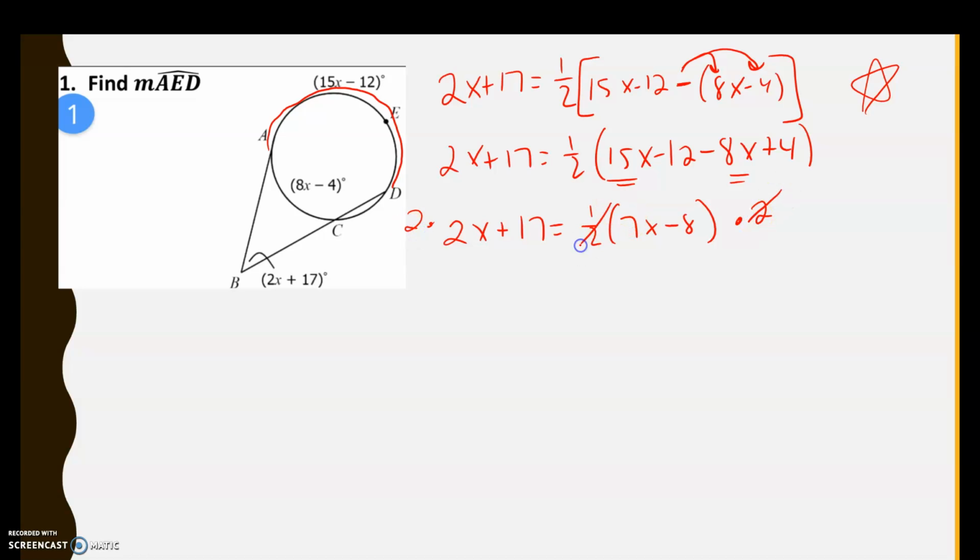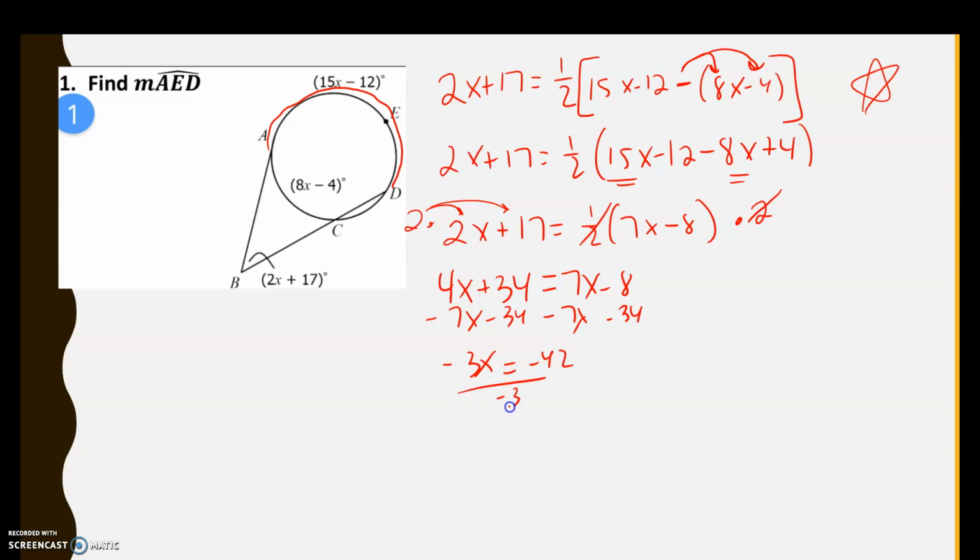So my 2 and my half cancel. Here I distribute. So 2 times 2x is going to give me 4x. 2 times 17 is 34. And that's going to be equal to 7x minus 8. And then I'm just solving for x here. So I'm going to subtract 7x from both sides. Get negative 3x plus 34 equals negative 8, subtract 34 from both sides, and I'm going to get negative 42, which means x is equal to 14.